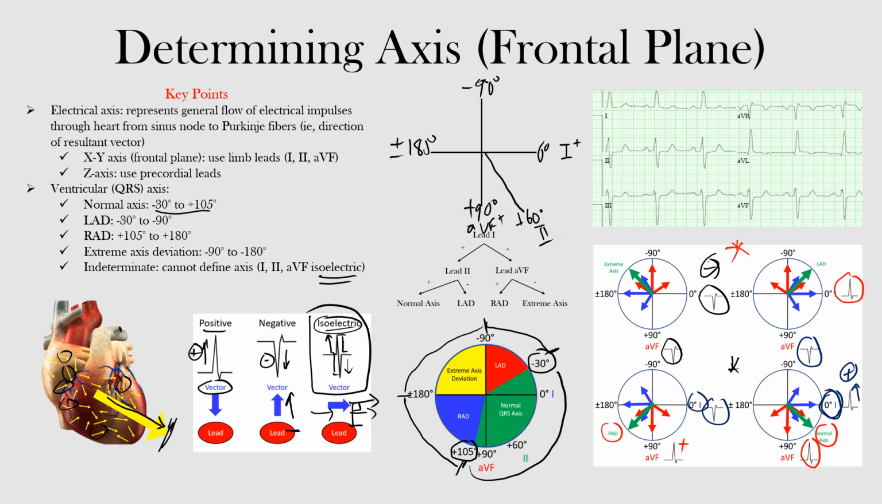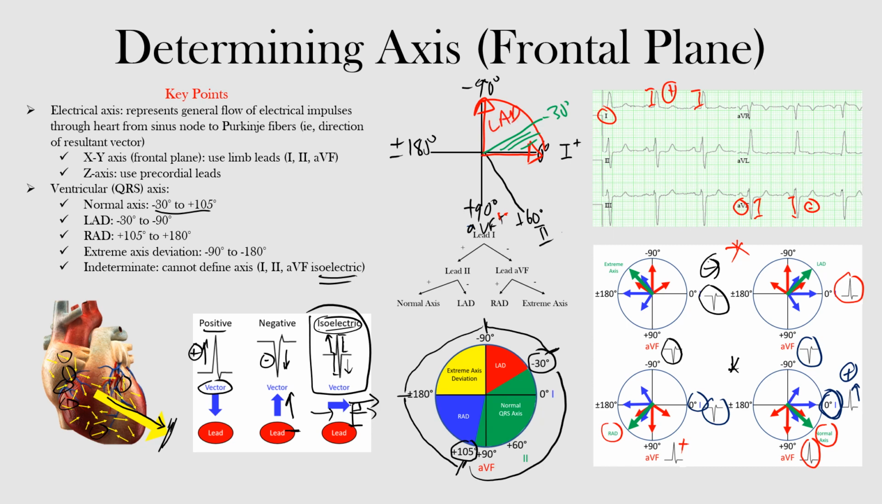So what we're going to do is take a look at lead 1, and notice that lead 1 has these positive complexes, so we're going to head towards lead 1. Then we look at AVF. So here's lead AVF, and notice that AVF has these mostly negative complexes. So AVF's positive end is here, we're going to head away. That puts us in this region here. And remember, that means we're either lying in that region that's normal, which would be this area here, where negative 30 sits, or it could be in that leftward axis zone, which is in this region.